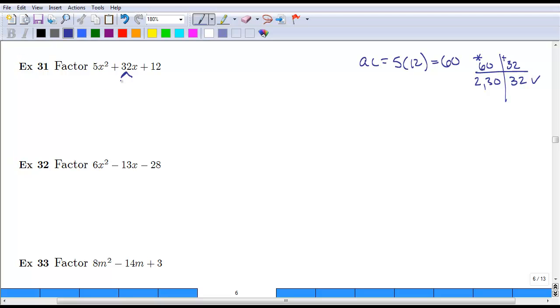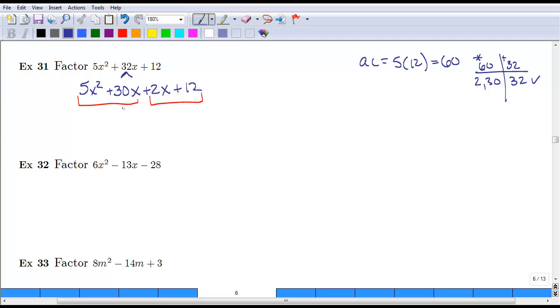So now what we do is we rewrite this as 5x squared, we split that 32 into plus 30x plus 2x plus 12. And it does not matter which order you put them in. You can do 30x plus 2x or 2x plus 30x. It doesn't matter. It'll still work out. Then we do factor by grouping. So we group the first two, we group the second two.